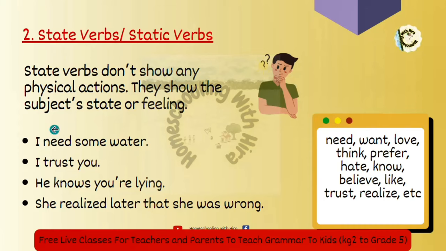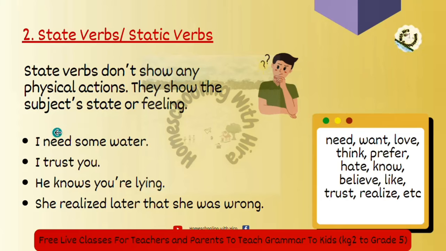I need some water. Can you tell me where is the verb in this sentence? I need some water. Need is a verb, right? But does need show any action? Can you do any action for the word need? Can you see the action of need if somebody is saying that I need some water? We can't. So this is why need is a verb, but which type of verb? It's a state verb, right?